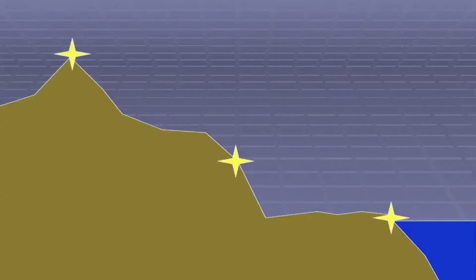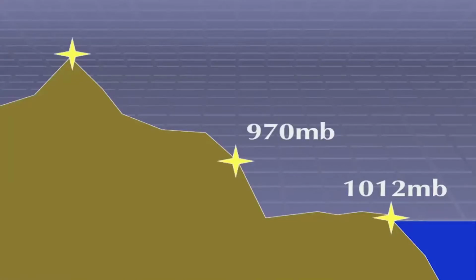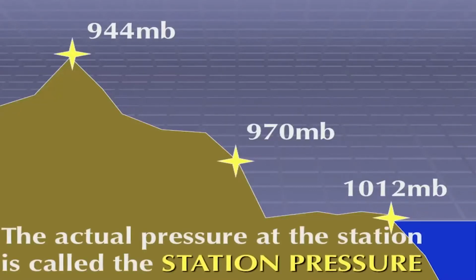So let's think of this fictitious example. Let's say I've got 3 people with barometers indicated by the yellow stars. This is a side view. We're looking at the ocean. So we have at sea level, someone walks outside and measures 1012 on their barometer. And then halfway up the mountain, somebody measures 970 on their barometer. And at the top of the mountain, somebody measures 944 on their barometer. Notice the pressure's going down as you go up the mountain, as it should. This is called a station pressure. The actual pressure at the station is the station pressure. And that would be important for people who are flying airplanes.